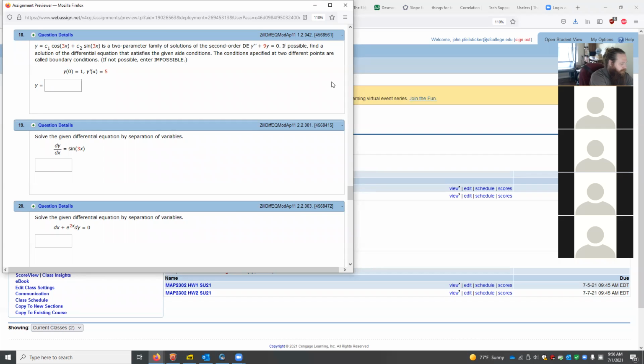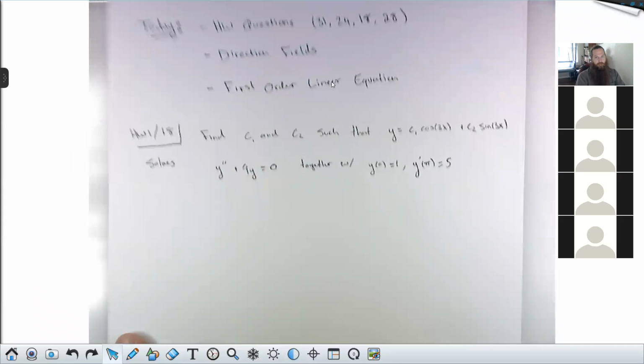Write this down and we'll get to it. They say, basically, find C1 and C2 such that y equals C1 cos 3x plus C2 sine 3x solves y double prime plus 9y equals 0, together with the requirement that y of 0 be equal to 1 and y prime of pi be 5. So paraphrasing.